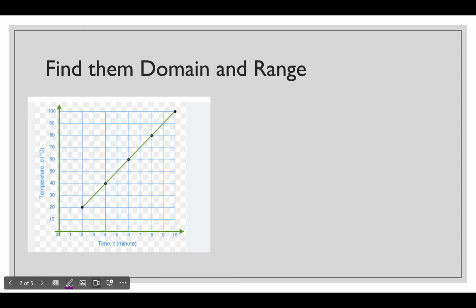With your domain, you have to think X. What values of X are possible? Range, you have to think Y. So let's look at domain first. Our domain starts here with an X value of 2, right? This ordered pair here is 2 and 20. And as we keep going, our last value for X is this value up here, which is 10 and 100.